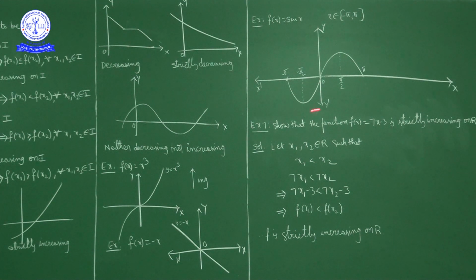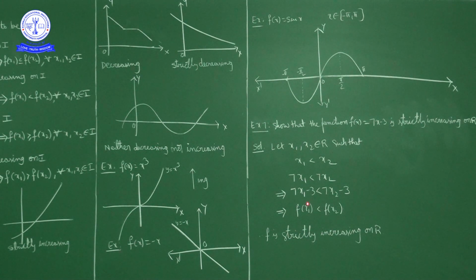Okay, now let x1, x2 belong to R, meaning x1 and x2 are two real numbers such that x1 is less than x2. Let x1 and x2 be any two real numbers satisfying the property that x1 is smaller than x2. Now as x1 is less than x2, if you multiply by 7 on both sides, the inequality won't change. So 7x1 is less than 7x2. And if you subtract 3 on both sides, the inequality remains the same. So 7x1 minus 3 is less than 7x2 minus 3.